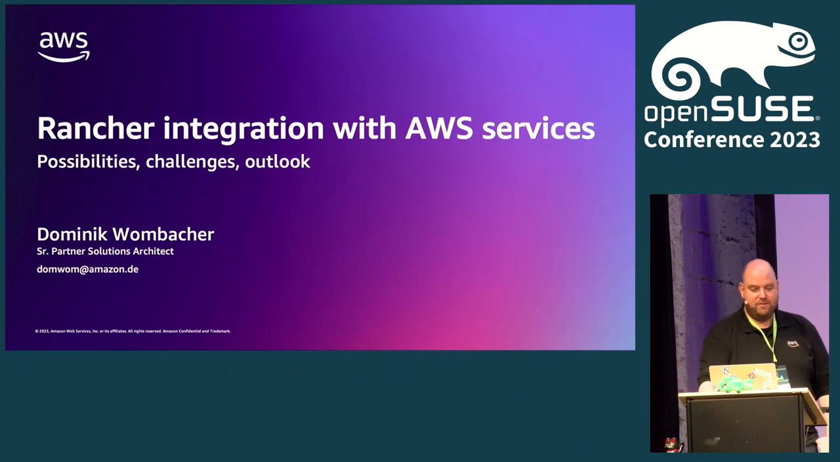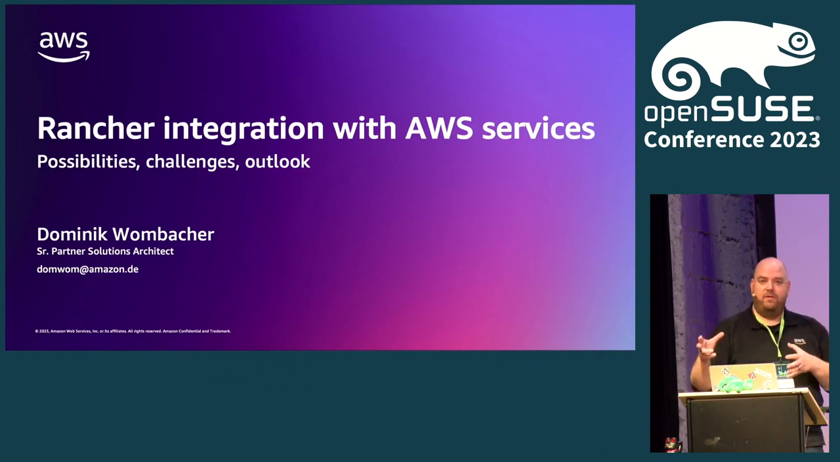I'm Senior Partner Solutions Architect for SUSE at AWS. My job is to help SUSE to bring their products to AWS, but also to support partners and customers to optimize existing workloads and migrate new workloads. Today, I talk about Rancher on AWS and the integration with other AWS services.